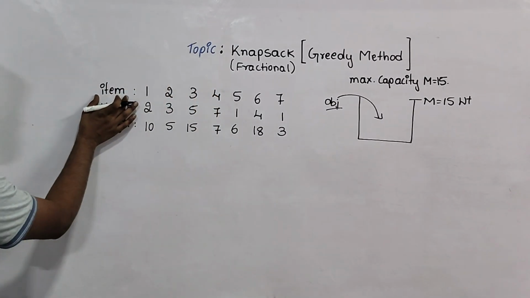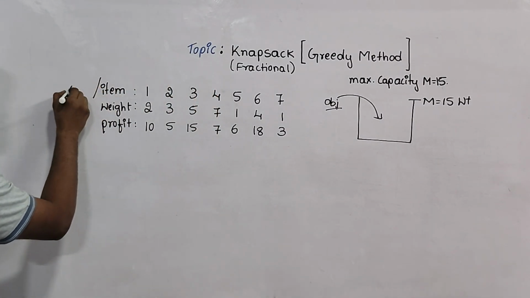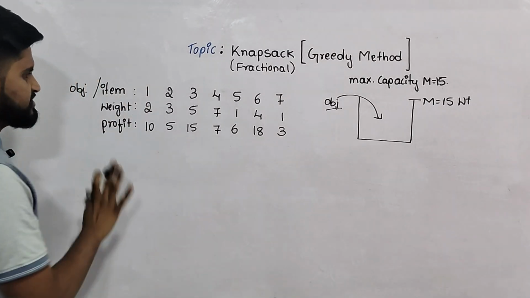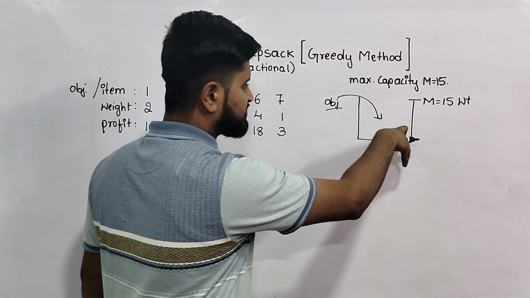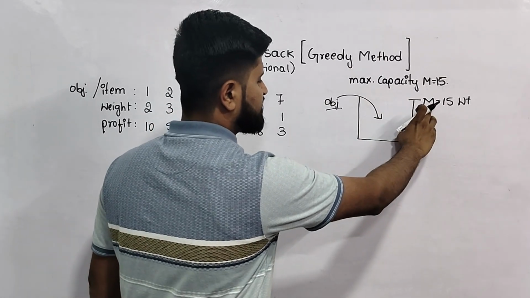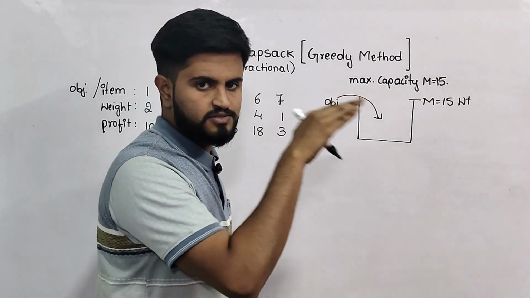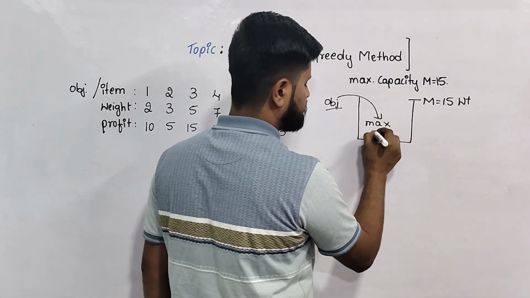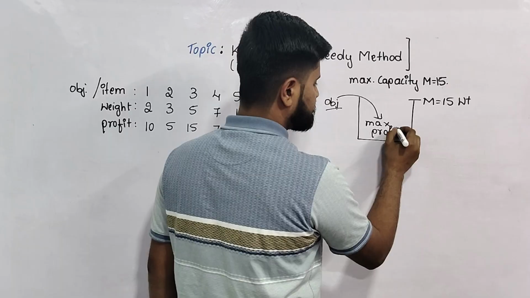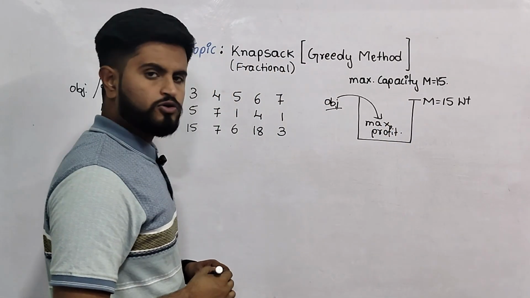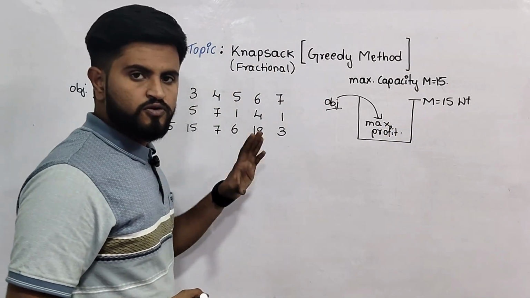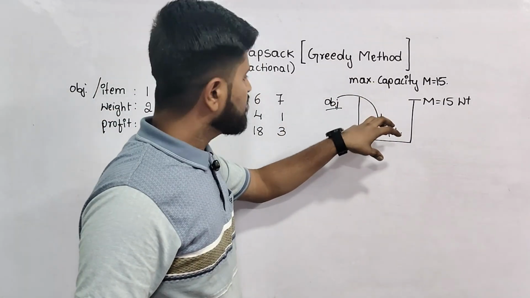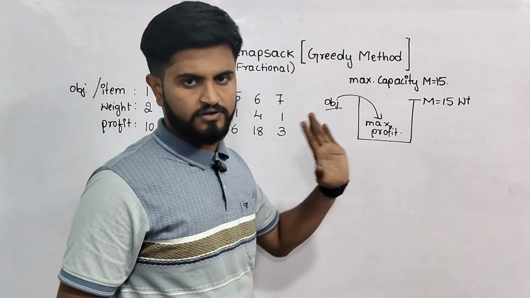Now here items are being given. You can take them as items or as objects. Now objects are given, we must fill the objects in such a way that it satisfies the 15 weights, that is, the maximum is 15 weights, and we must get the maximum profit value here. So how to solve this problem? First we must choose the objects which must be filled into this container so that we can get the maximum profit value.